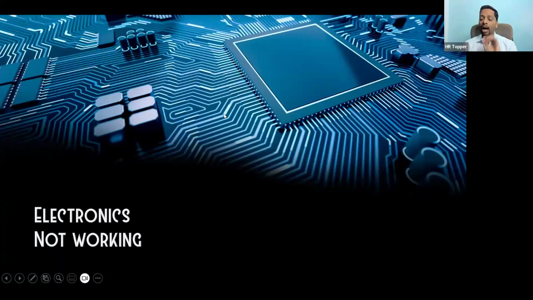Second, how many people have noticed recently that their electronics are not working? You know, my laptop was not working, my Bluetooth, suddenly in just 1.5 months, 7 electronic products were not functioning. That is a symptom. Not one product.